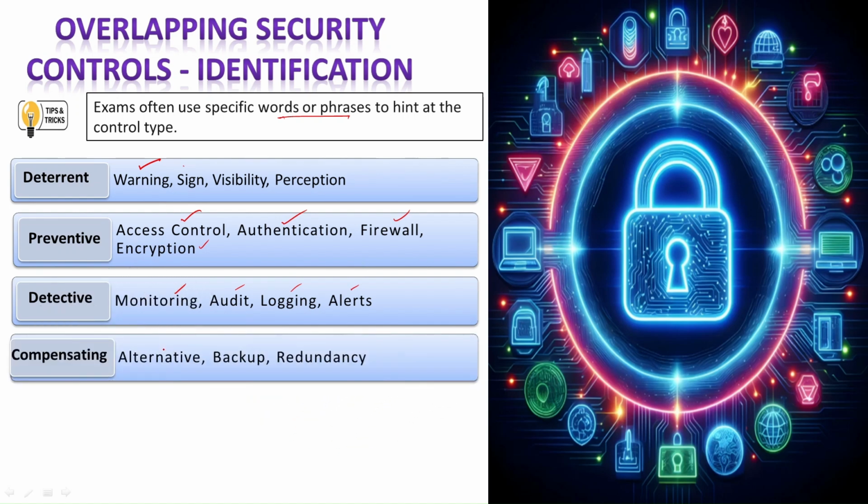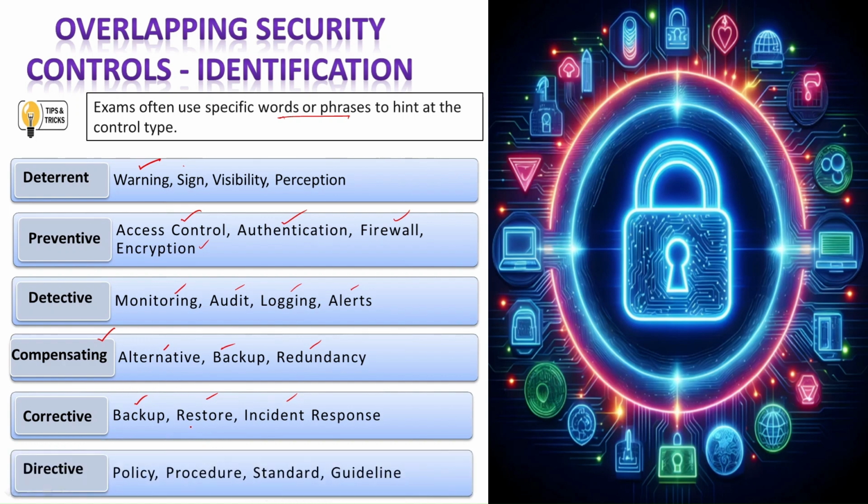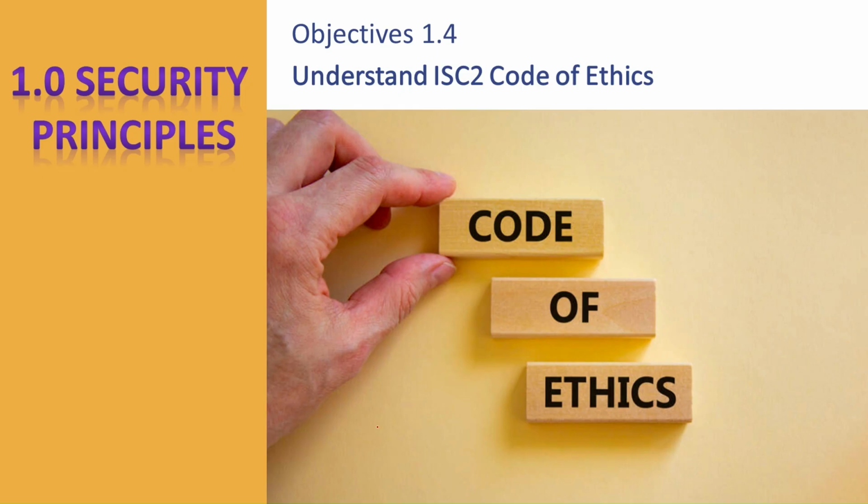When you see the words alternative, backup, and redundancy, then it may be the compensating control. And the corrective control may have words like backup, restore, and incident response, while the directive control typically includes policy, procedures, standards, and guidelines.